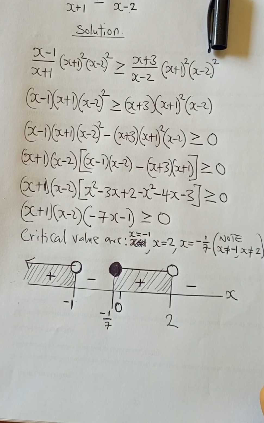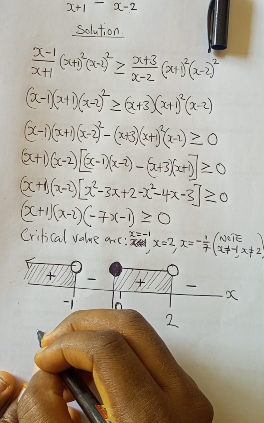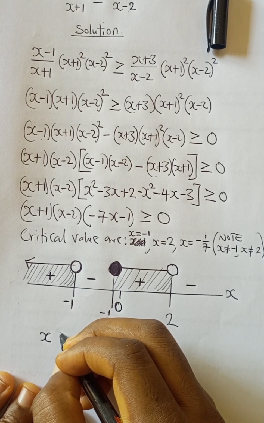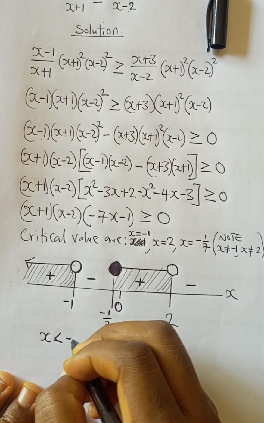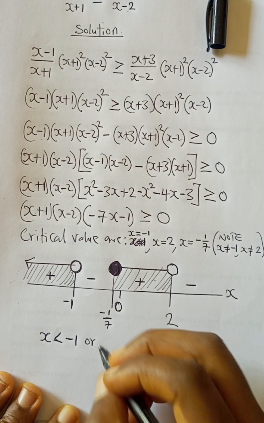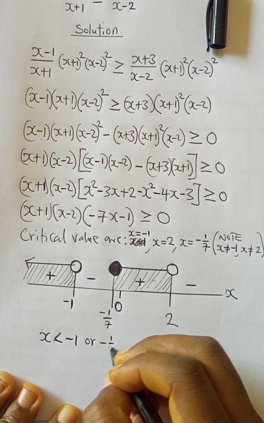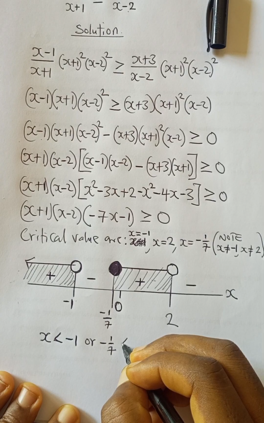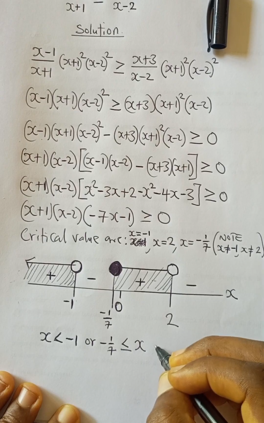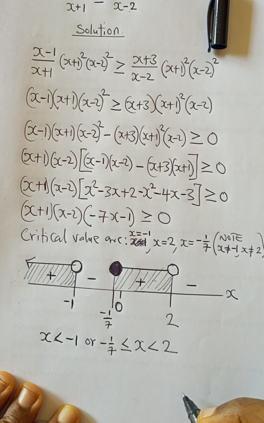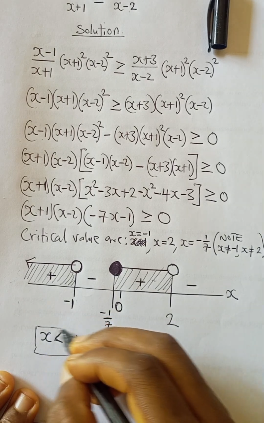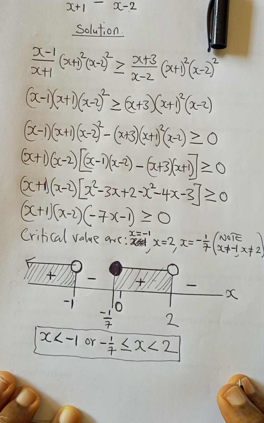So how do you now pick your answer? Simple. First, one way to pick the answer is to say that x is less than minus 1, or you connect this one. This one will be what? Minus 1 over 7 is less than or equal to, actually is greater than or equal to, that is what it implies, x, then is less than 2. This together is one of the answers. Saying it together like this is the answer to this inequality.